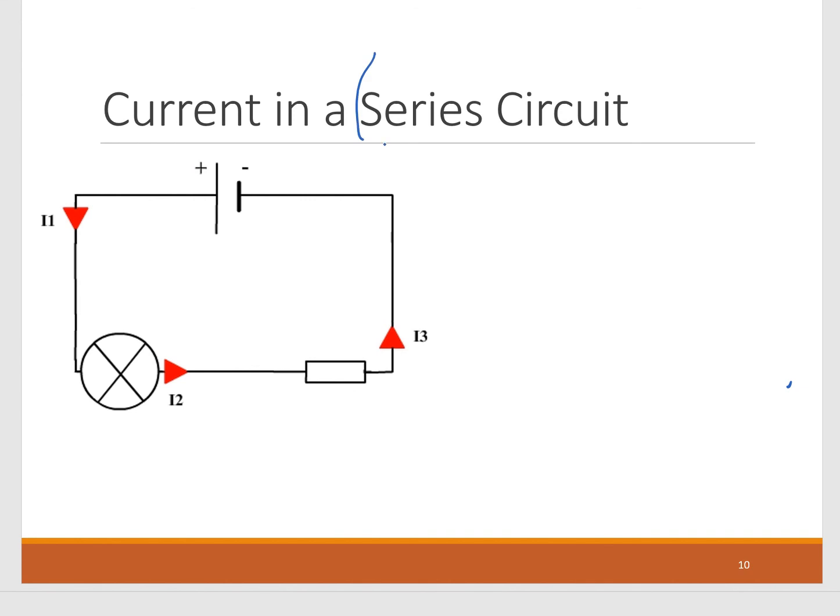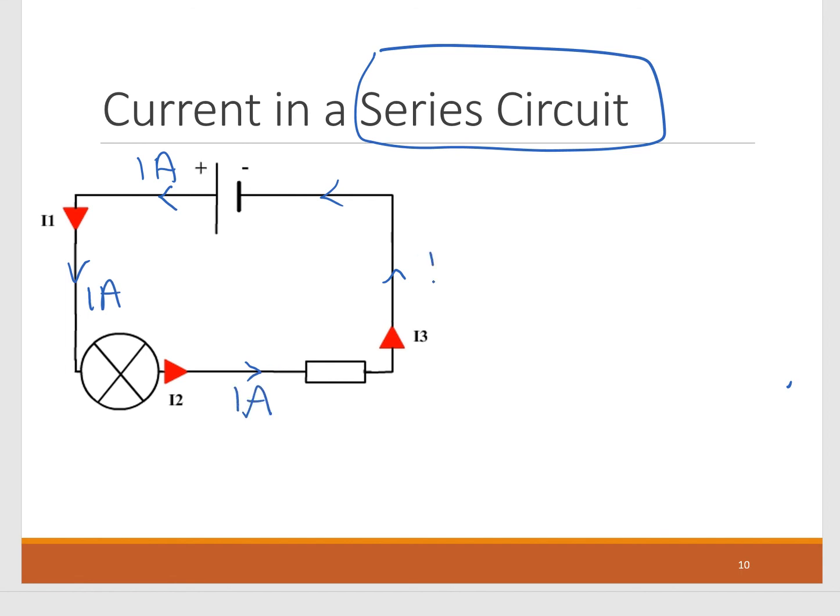Again, note, series circuit means there's only one pathway for the electric charges. So in a series circuit, the current, let's say it starts flowing from here, there's only one pathway. Therefore, it is the same throughout the whole circuit. If I know that this is, for example, 1 ampere, then at this point it will also be 1 ampere, at this point 1 ampere, at this point 1 ampere. It does not change. So I can say that the current is the same throughout a series circuit.